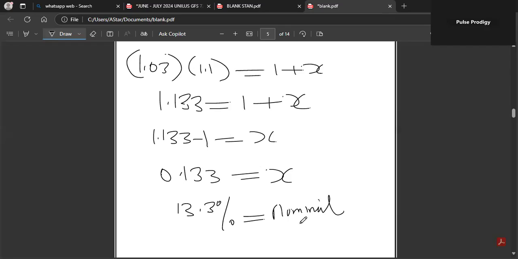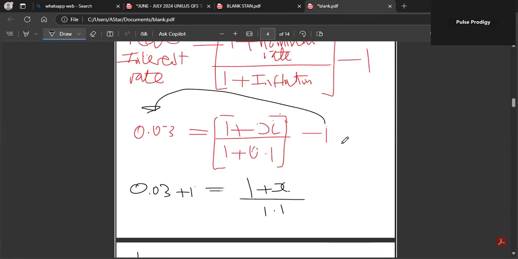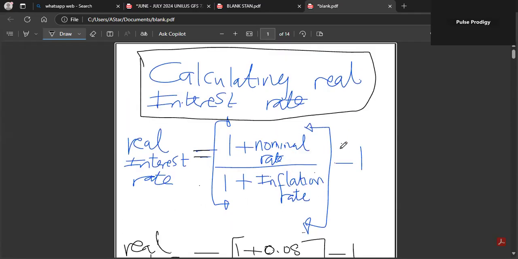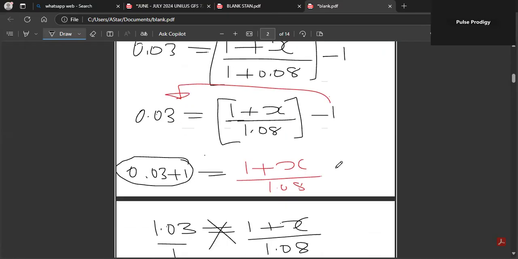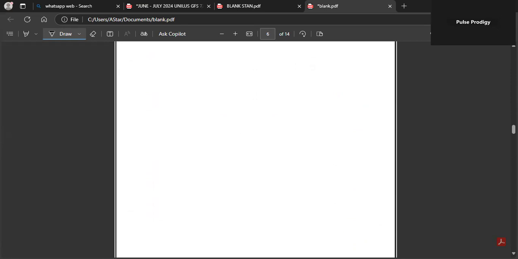Are we together? Is that okay? Yes, sir. I don't know about others. Okay, so what is most important for you is to understand the formula for calculating the nominal, the real interest rate. So you just manipulate whatever you want. If you want to find the inflation rate, you can find it by substituting what you've been given in the question. All right.